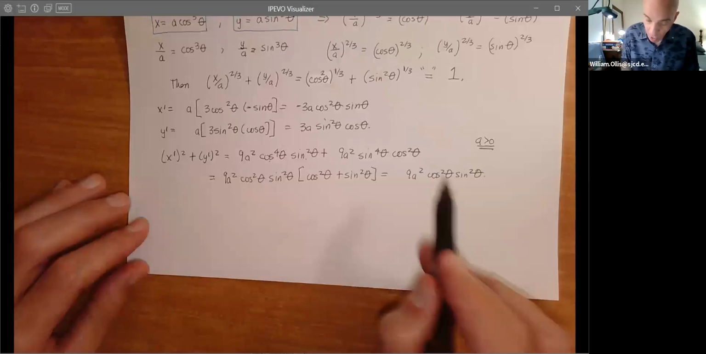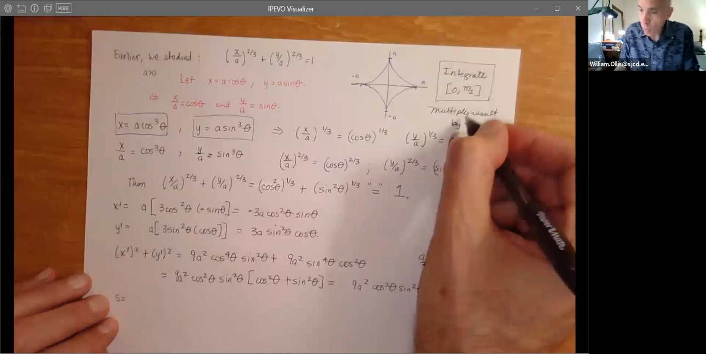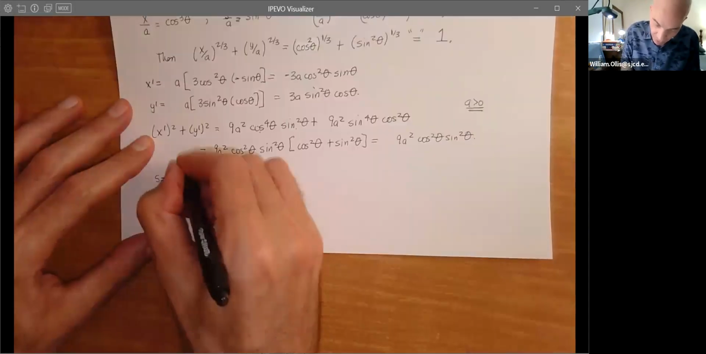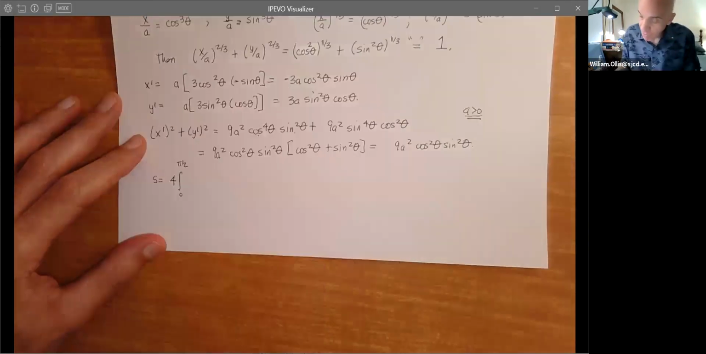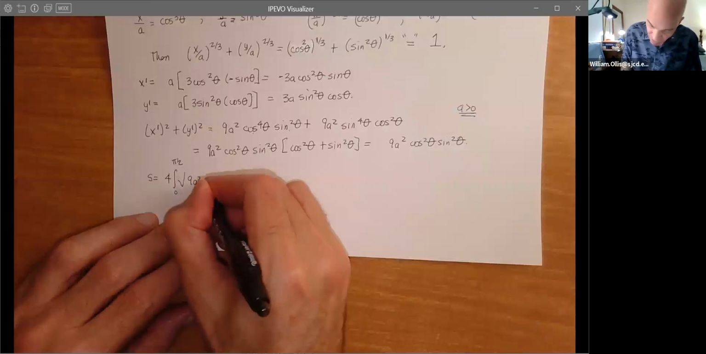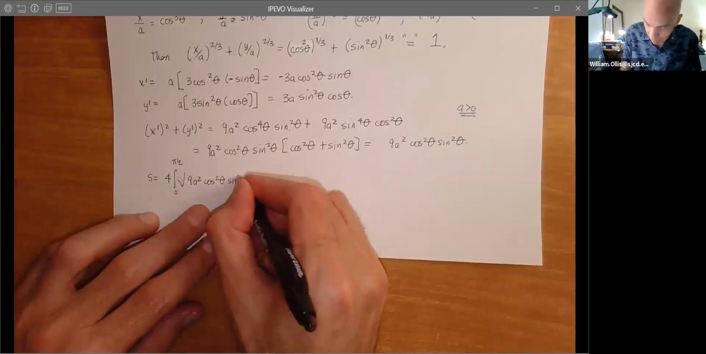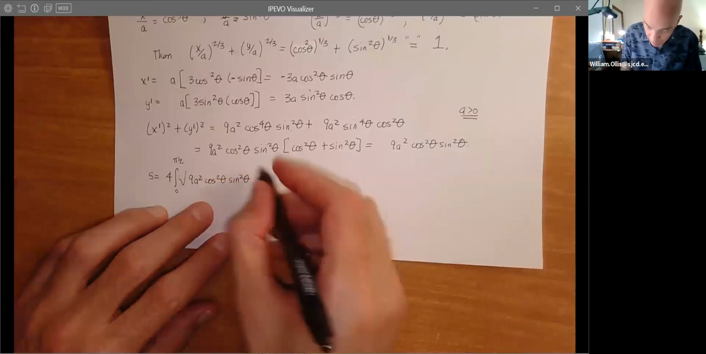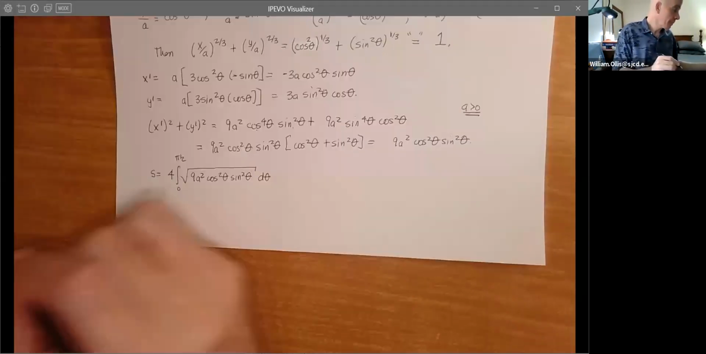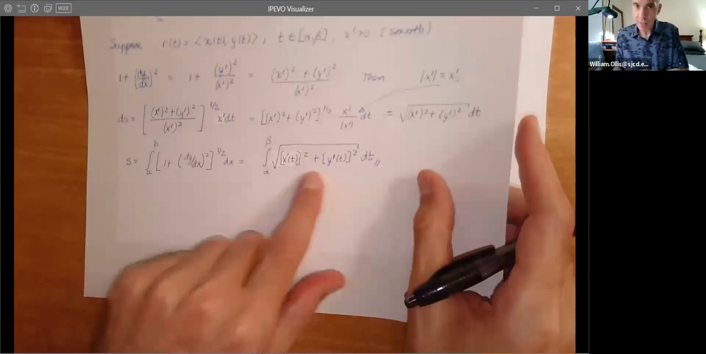So now arc length using this will be 4 times this integral, 0 to pi over 2, and then we take the square root of 9a squared cosine squared theta sine squared theta, d theta. So now, right here, but now we're just using theta instead of t.